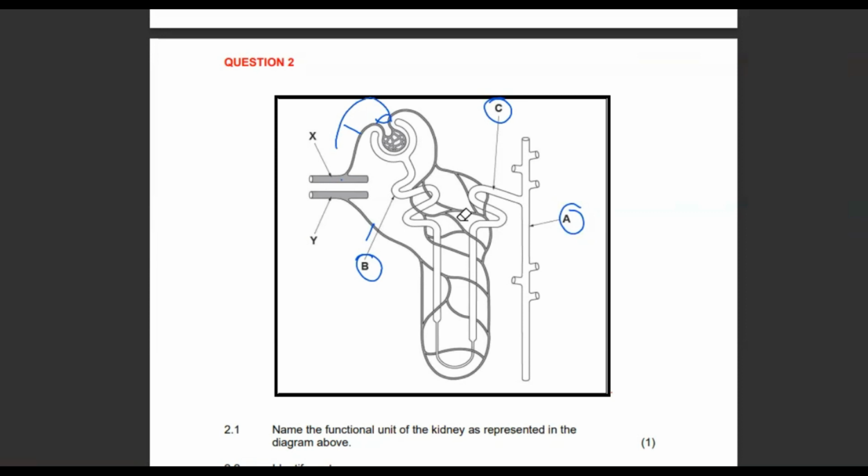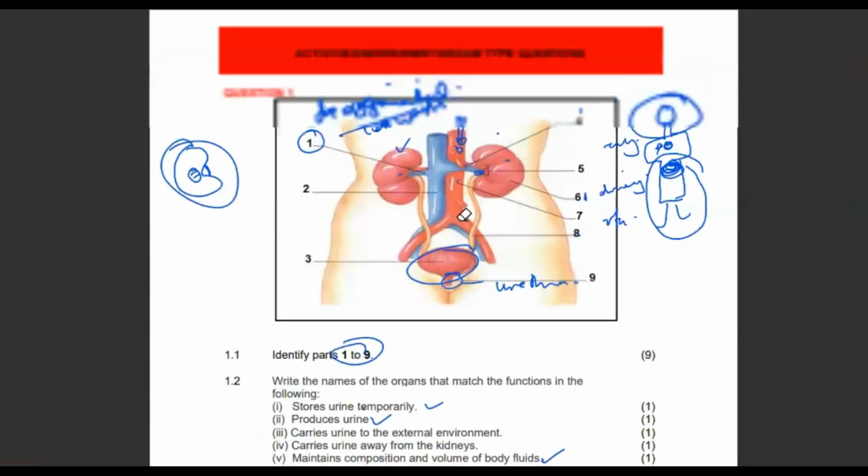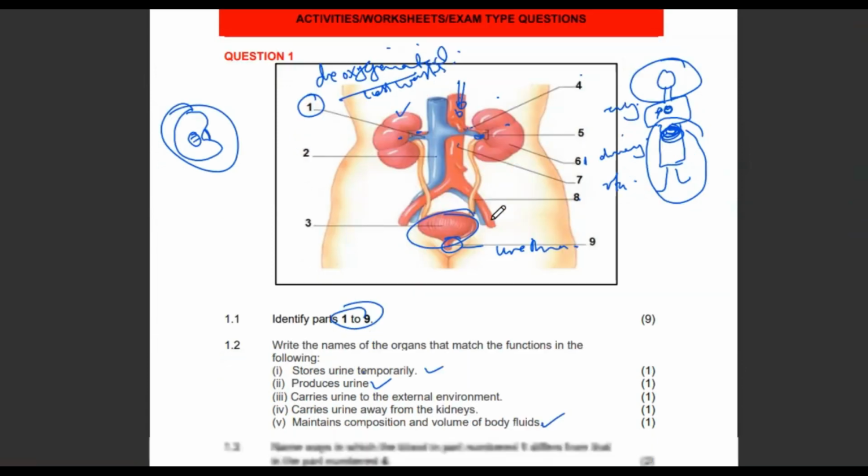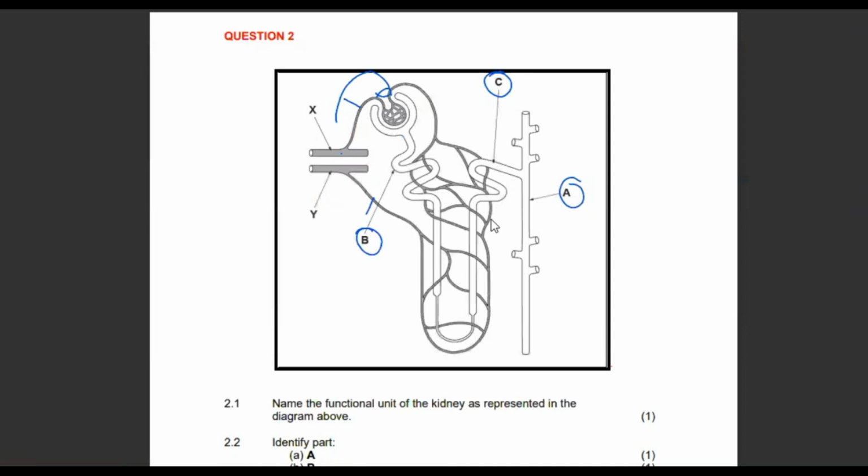If we go back here and we see it here, look, this is the renal artery, and then this one is the renal vein. The moment it enters the kidney, it becomes afferent and efferent. So it's the same thing here. What are they asking? Are they asking this before it enters the kidney or after entering the kidney? Asking before entering the kidney.